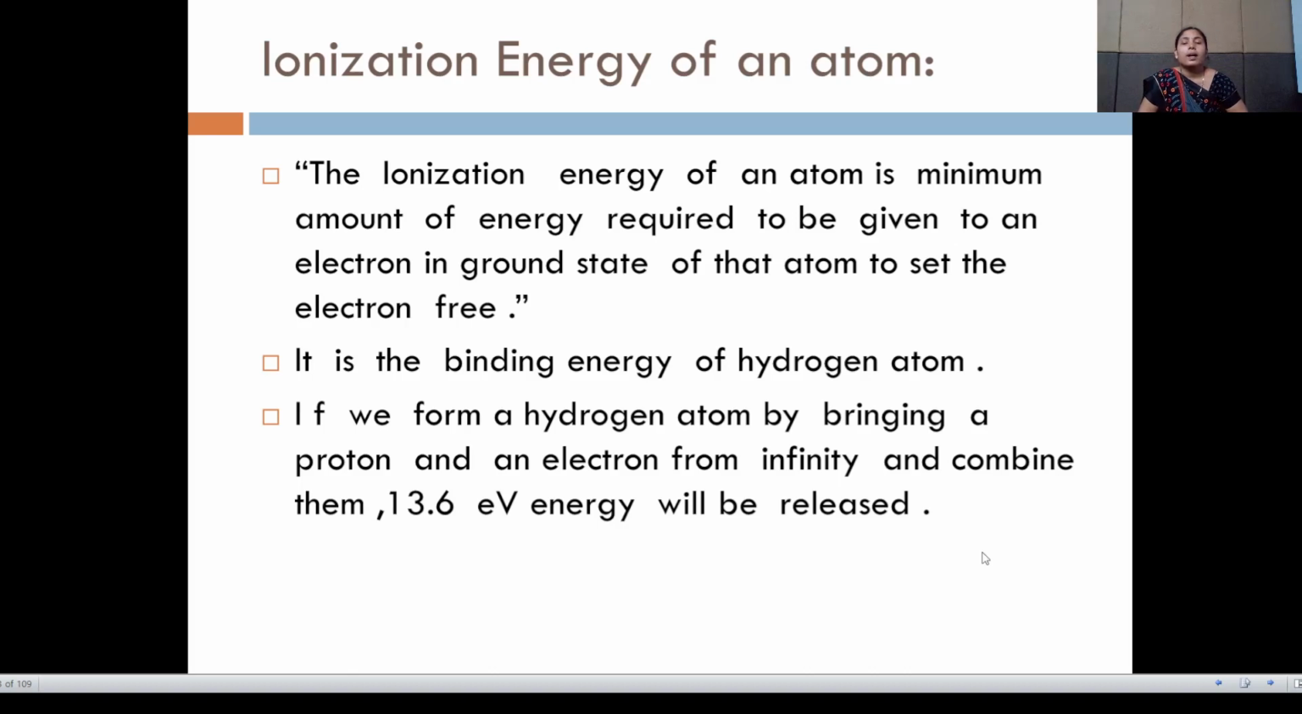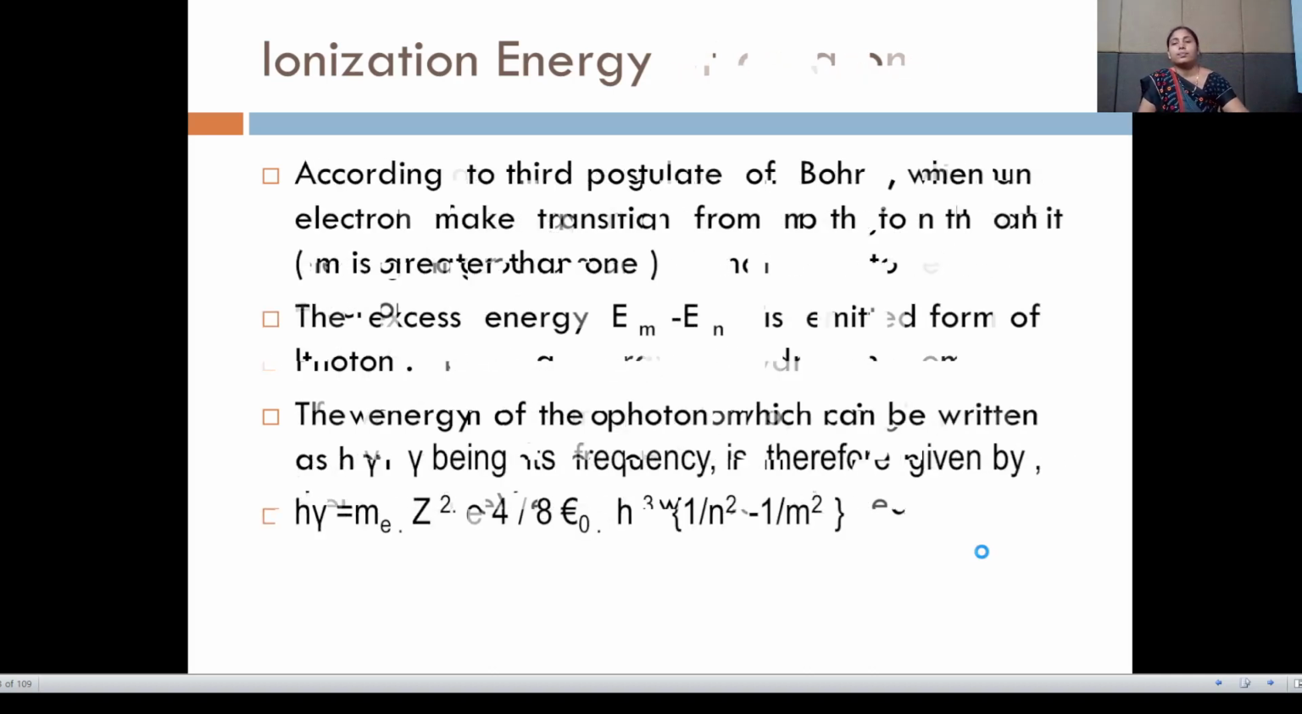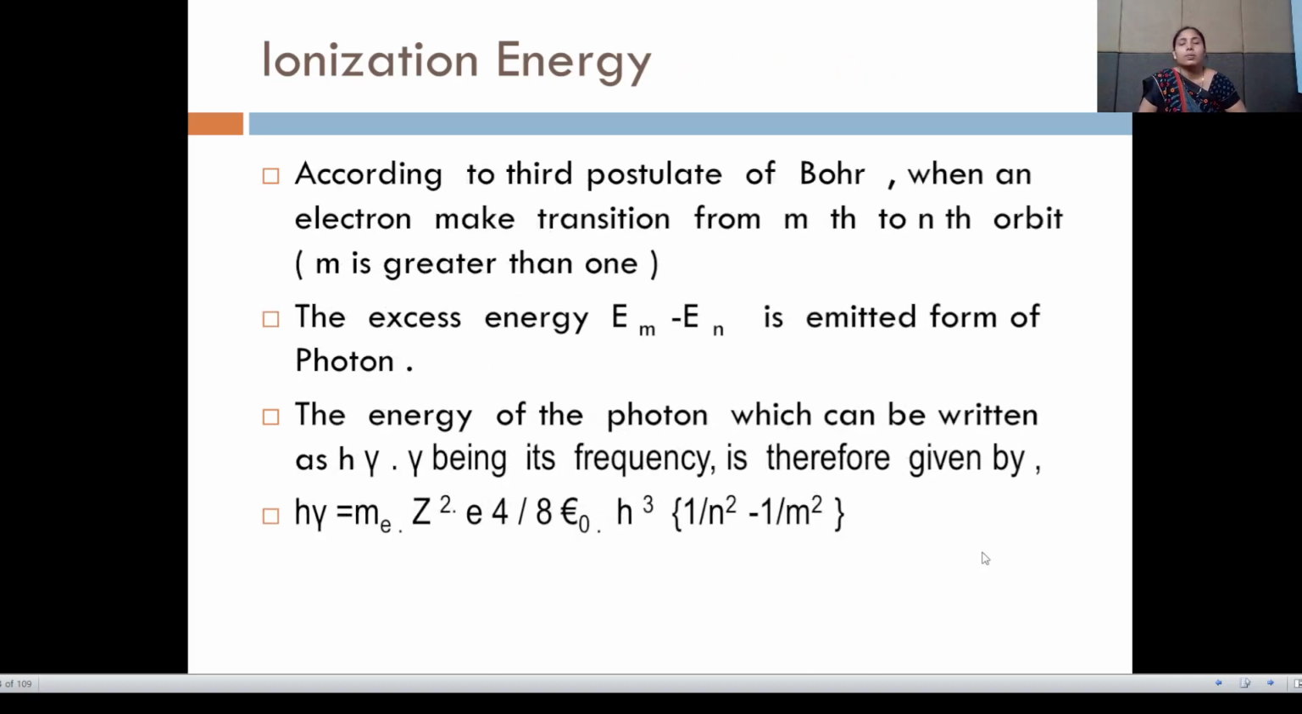If we form a hydrogen atom by bringing a proton and electron from infinity and combine them, 13.6 electron volt energy will be released. According to the third postulate of Bohr's, when an electron makes a transition from the mth to the nth orbit, m is greater than n.